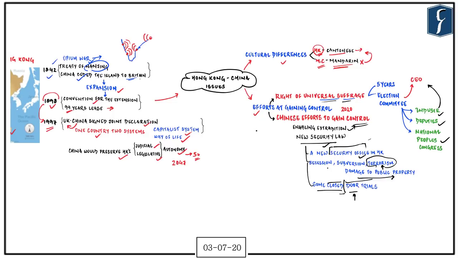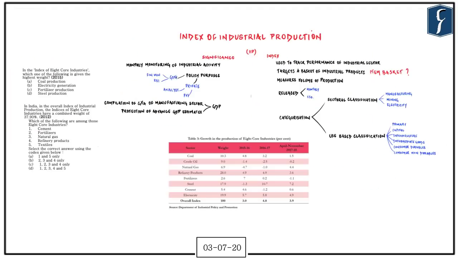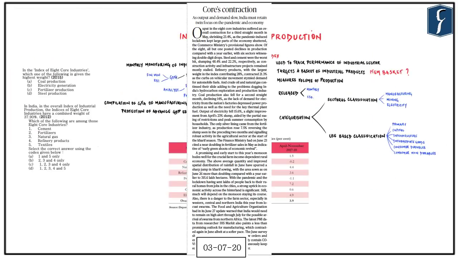Notes are available in the PDF. Let's now move on to the next news. The article "Course contraction" appears on page number 6 in the form of an editorial.